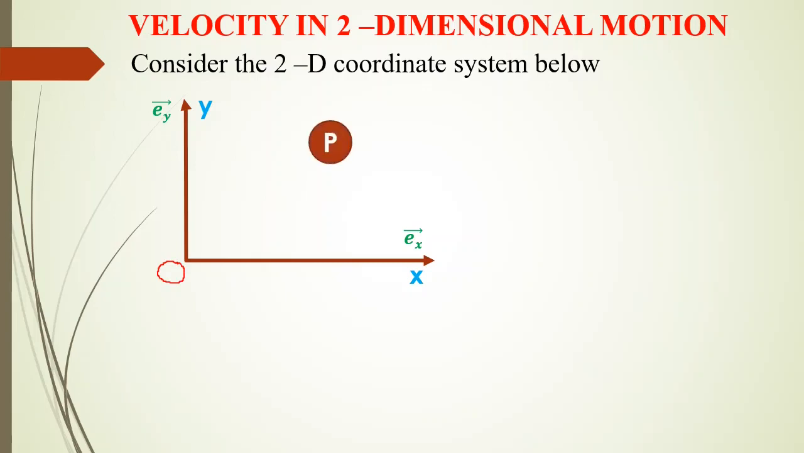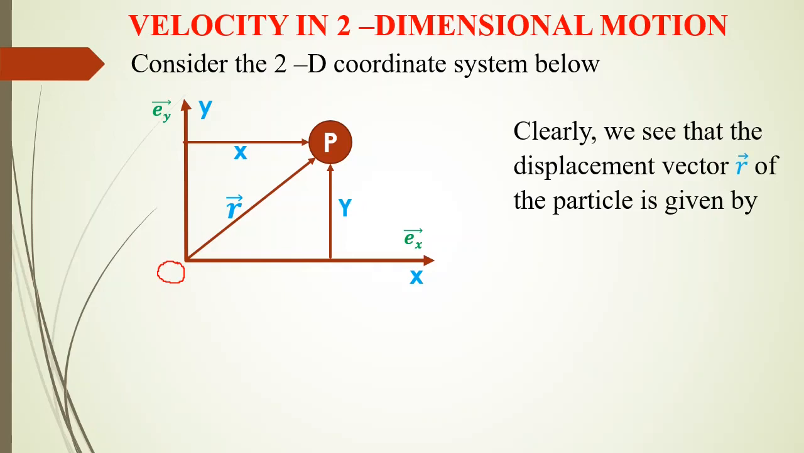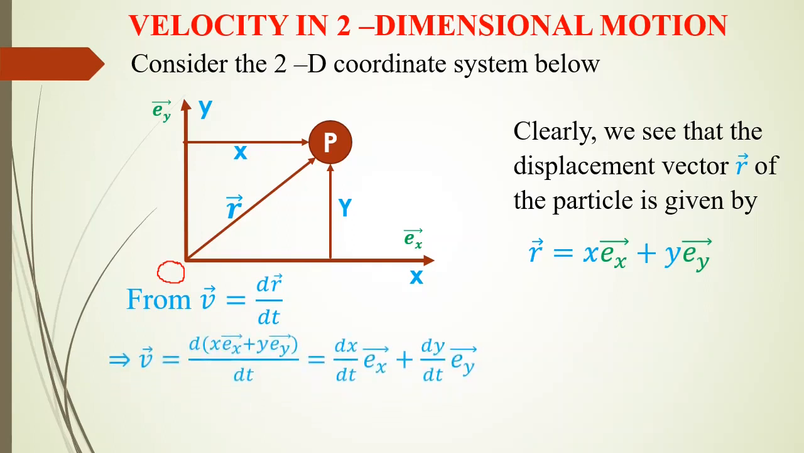For a particle or a point P, the distance from the origin to the point P is the displacement vector r vector. This distance is x, while this distance is y. So clearly we see that the displacement vector r vector of the particle is given by r vector equals xex plus yey. So from v equals dr dt, that is the instantaneous velocity, we discover that v vector will be equal to the derivative of xex plus yey dt. It therefore implies that our velocity v equals vxex plus vyey.